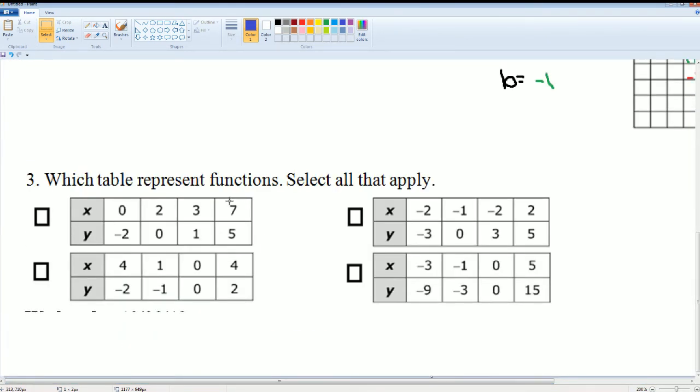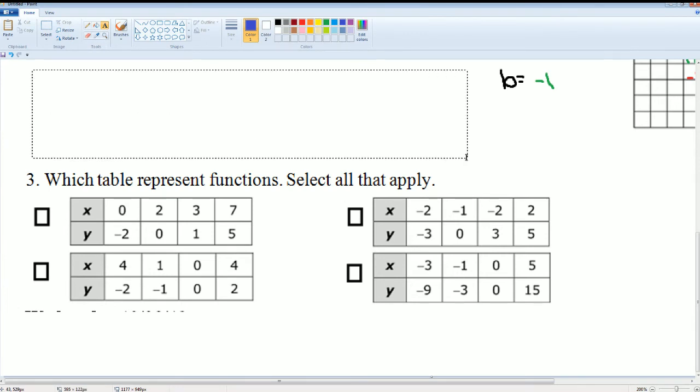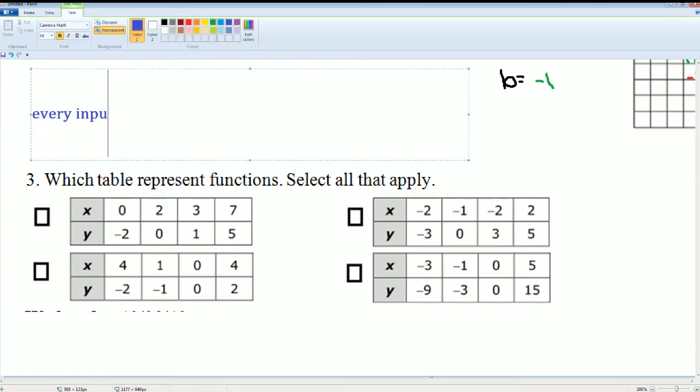All right. Number 3. Are there only 3 questions here? All right, let me double check. Hold on, give me a second. All right, so it actually seems like this is the third one. Yeah, there's only 3 questions here. All right, which one represents a function? Please remember what the rule of a function is. Every input, which is x, has exactly one output, which is y.